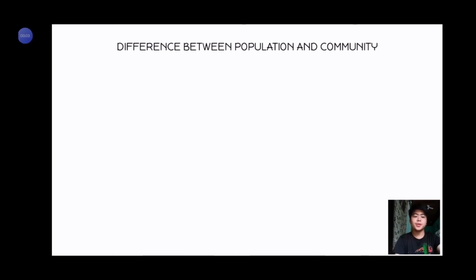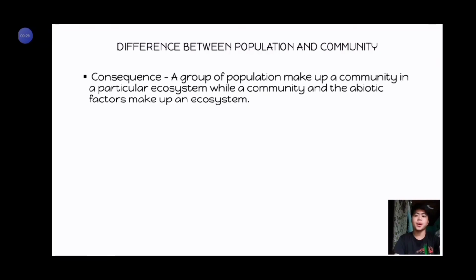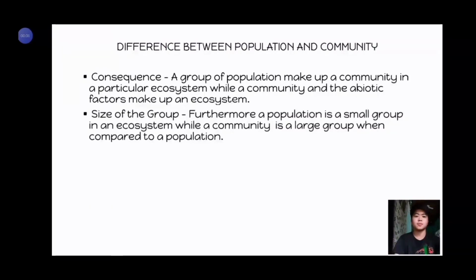Difference between population and community. A population refers to a group of interbreeding individuals of the same species, isolated from other groups, while a community refers to an association of populations of two or more different species occupying the same geographical area at a particular time. Hence, this is the main difference between population and community.